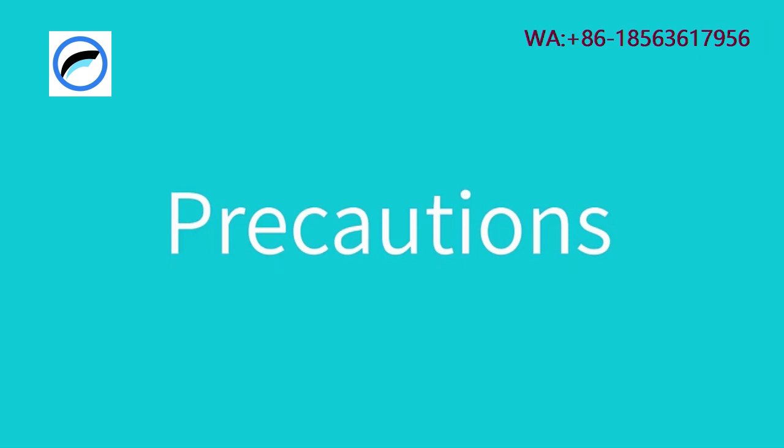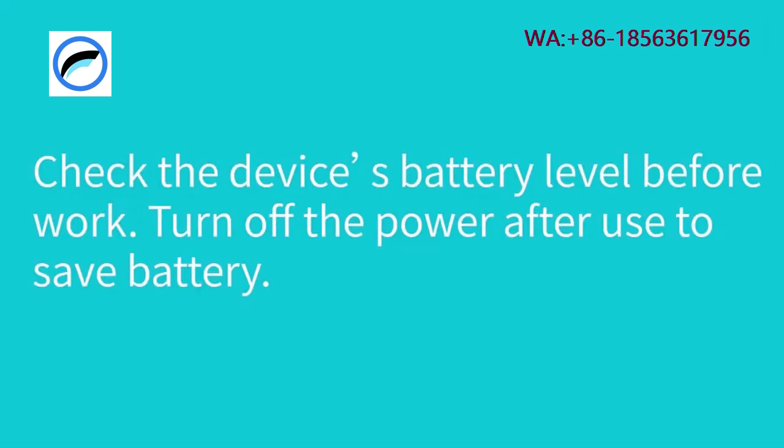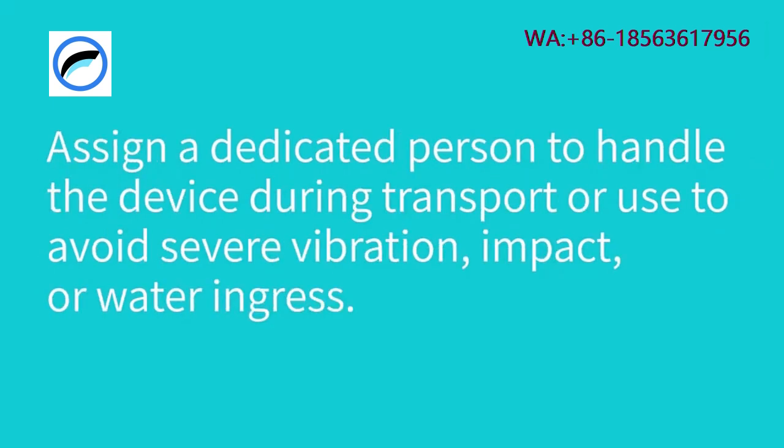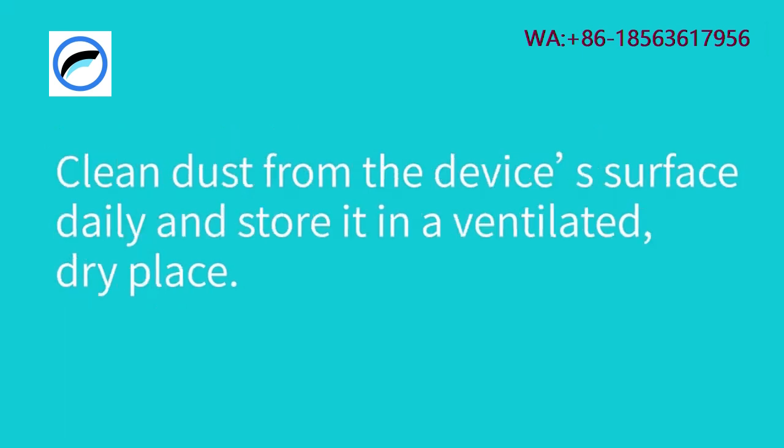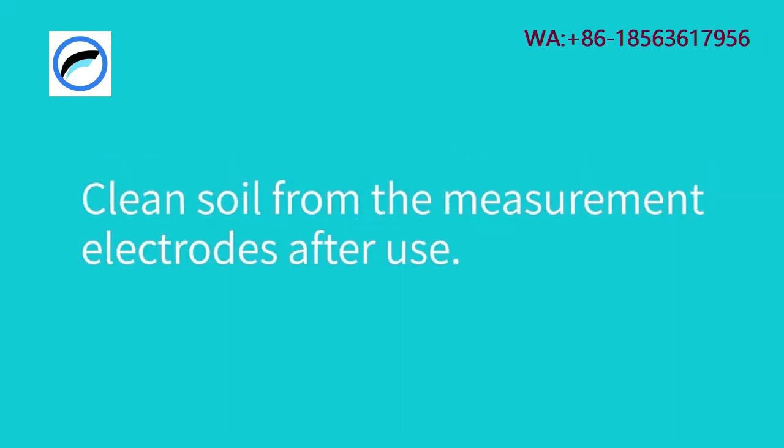Precautions. Check the device's battery level before work. Turn off the power after use to save battery. Assign a dedicated person to handle the device during transport or use to avoid severe vibration, impact, or water ingress. Clean dust from the device's surface daily and store it in a ventilated, dry place. Clean soil from the measurement electrodes after use.